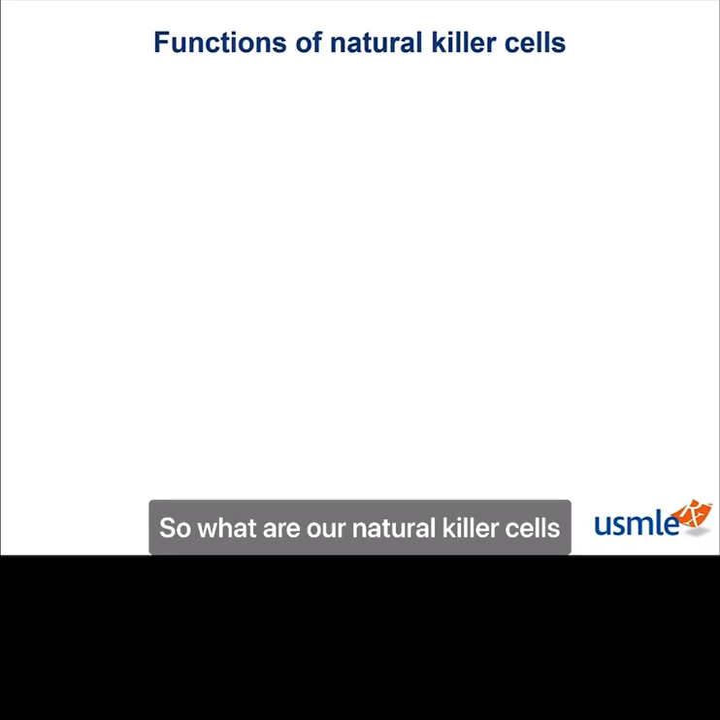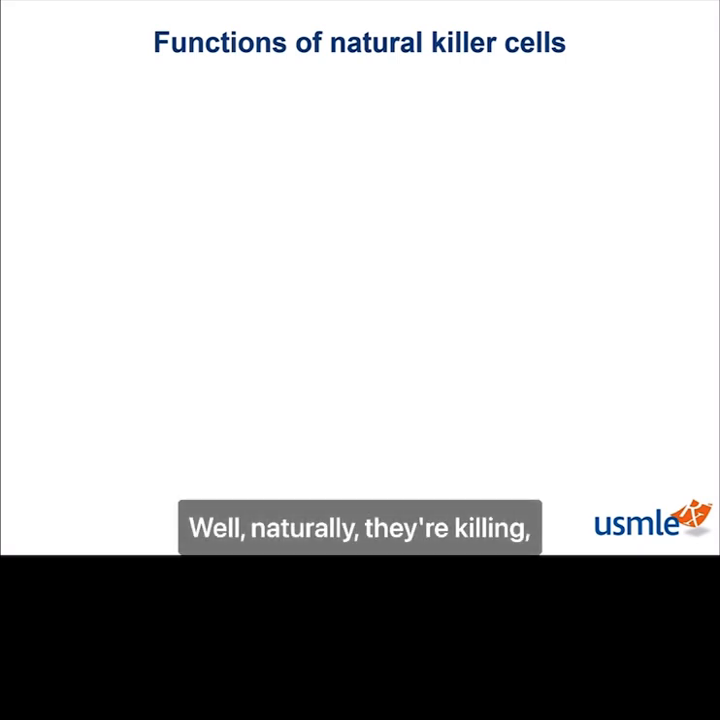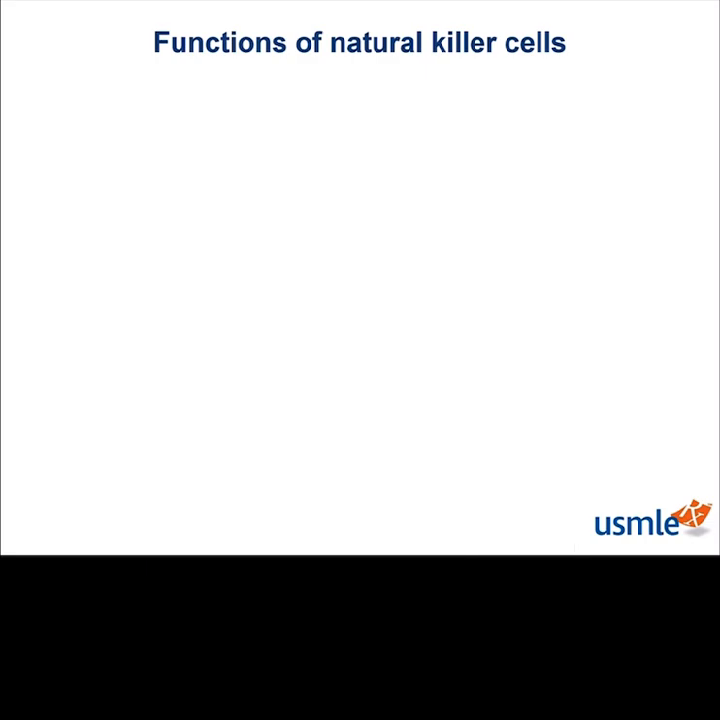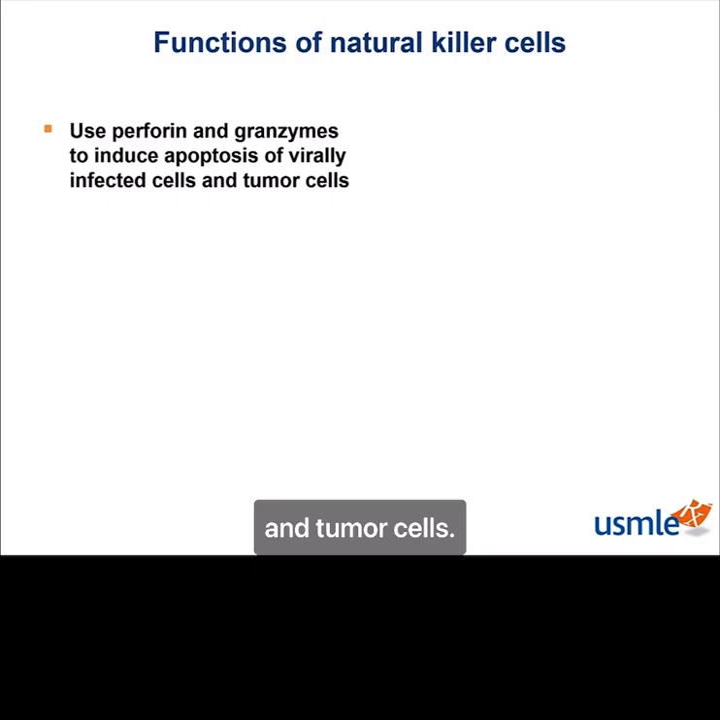So, what are our natural killer cells in our innate immunity nonspecifically and rapidly acting on, and what are they doing? Well, naturally, they're killing. But what are they killing, and how? Natural killer cells use perforin and granzymes to induce apoptosis of virally infected cells and tumor cells.